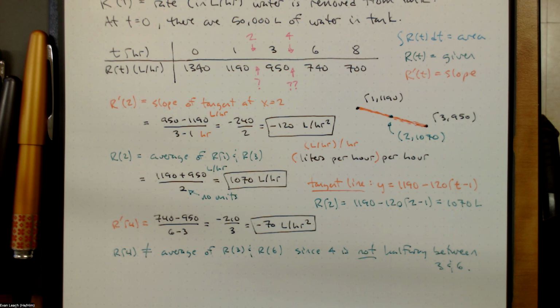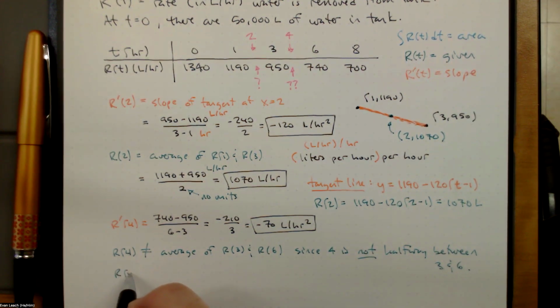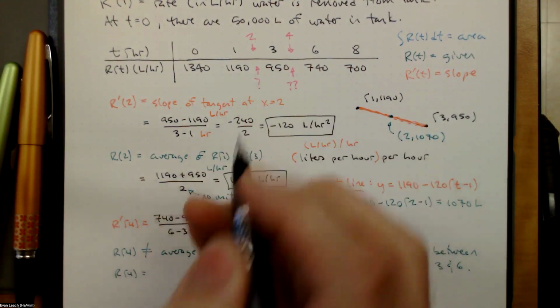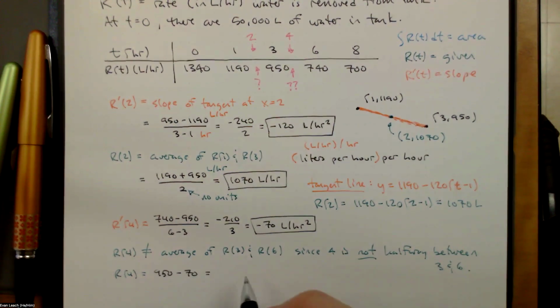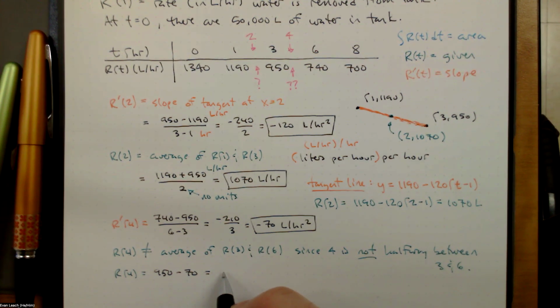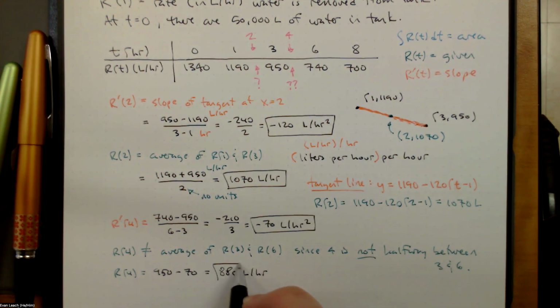In this case, I would want to use the equation of the tangent line, or we could just think I'll subtract 70 one time. So those are actually the same thing. If you're just thinking I'll subtract 70 one time, because it's 70 per hour, from 3 to 4 is 1 hour. We'll subtract 70. So to do R of 4, I'll say I started at 950 at 3, and subtract 70 one time. 950 minus 70 is 880. Approximately.